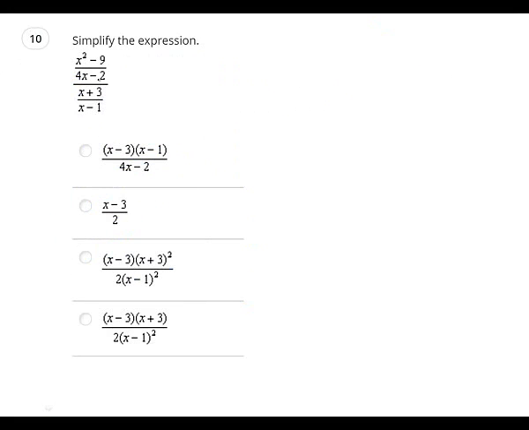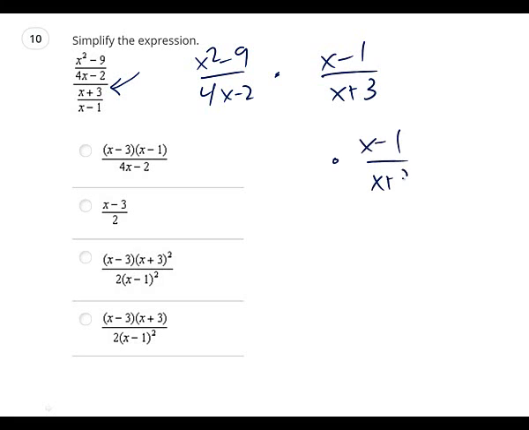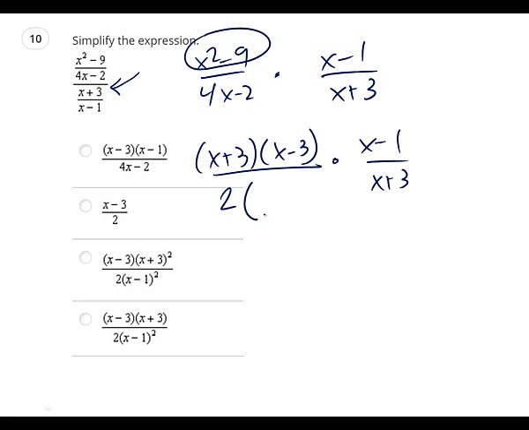10. Okay, we got to simplify the expression. Fancy division sign means we do what? Multiply by the what? Reciprocal. Good. 4x minus 2 times x minus 1 over x plus 3. Can't cancel anything yet, so I need to do some factoring, right? So how do I factor the numerator there? X plus 3, x minus 1. Good, and then what comes out of this denominator? 2, what's left behind? 2x minus 1. Okay, that may or may not help us, I don't know.